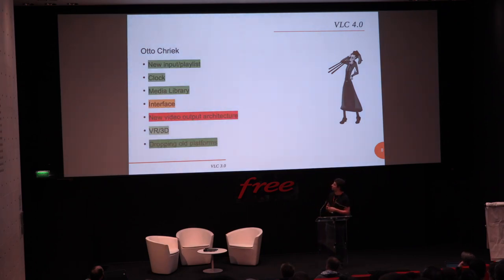As you can see, the new input is more or less okay. I added something, the clock, which is in fact more complex than we thought. Media library and interface are a bit behind, that's why they're in orange. Then the new video output architecture is not started, or at least very far from being merged. And VR 3D is more or less okay. So I think we are pretty good on it. I'm going to explain exactly what we've been doing.